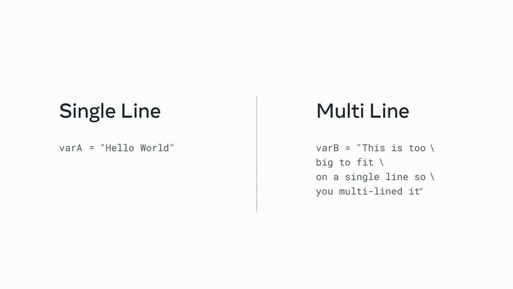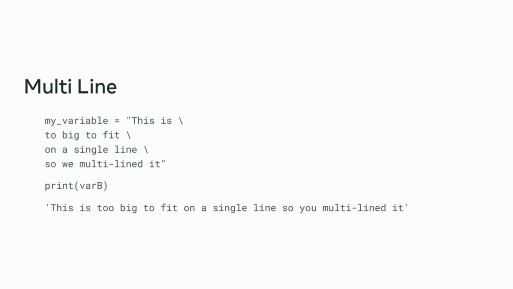For example, for a single line, you can type the variable name followed by an equal sign, and then the characters encased in quotes. If your string is too long for one line, you can add a backslash at the end of each line to create a multi-line declaration. When you run print on your variable, all those strings will be combined and appear on one line.